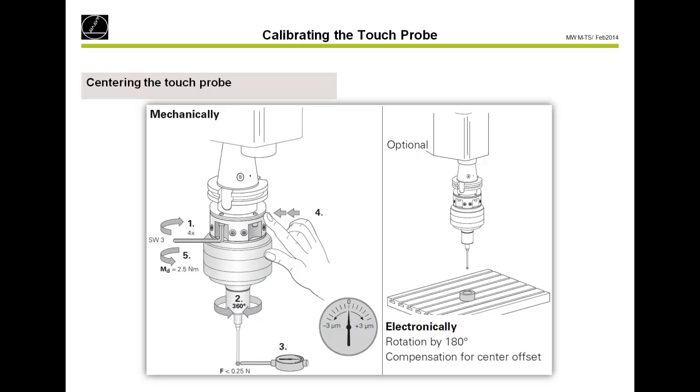The rest of the plus minus 3 micrometers you can also center in our electronic way. So then we have an electronic compensation for the center offset. But you should center the probing system correctly. Also for other probing cycles, for example KinematicsOpt, it is necessary that you have a well centered touch probe system. So do not only use the electronic centering, also use the mechanical centering.